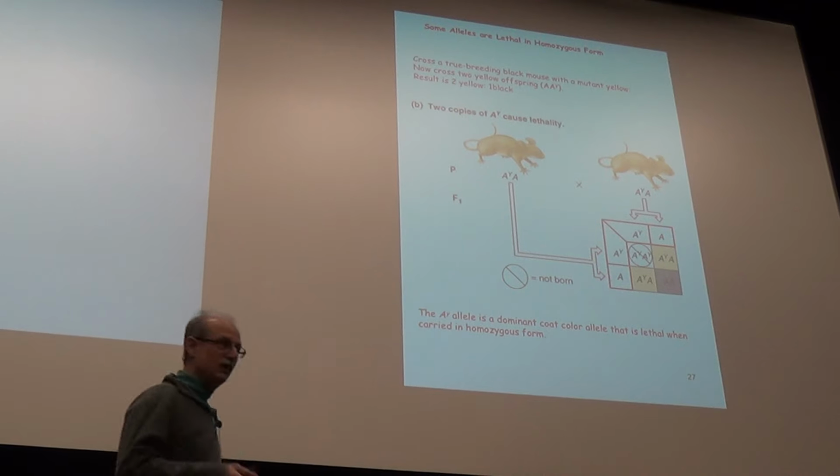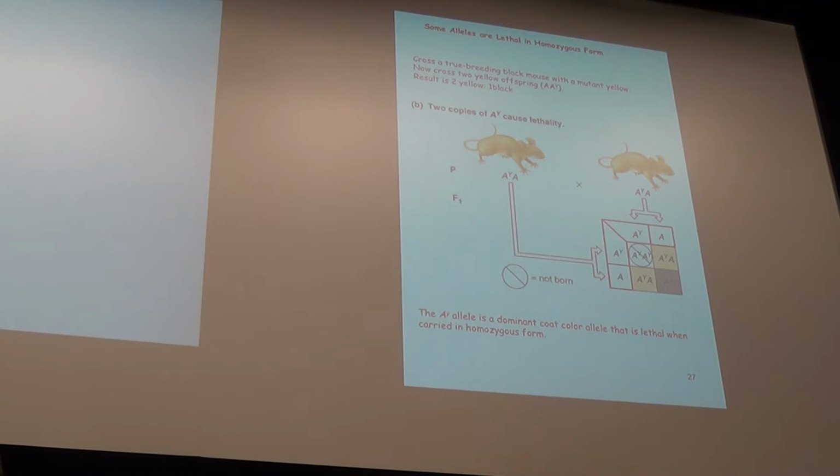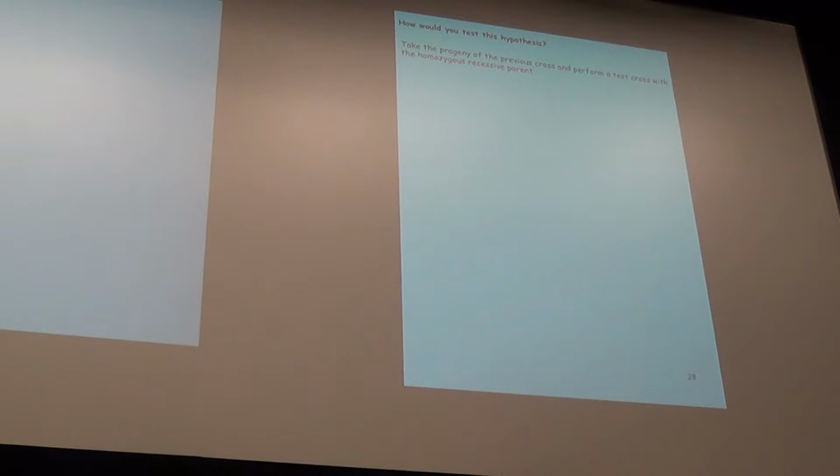All right? And we're going to look at that with respect to the curly gene in flies. So you take the progeny of the previous cross and you perform a test cross with the homozygous recessive parent. So if you have a wild type fly, that homozygous recessive parent is the wild type fly.